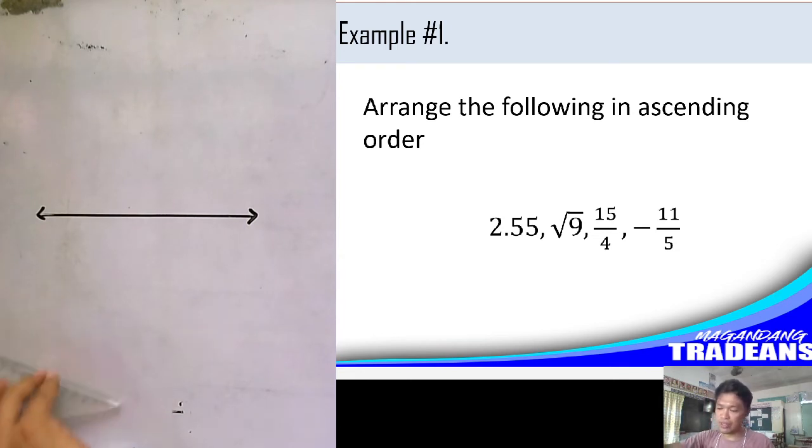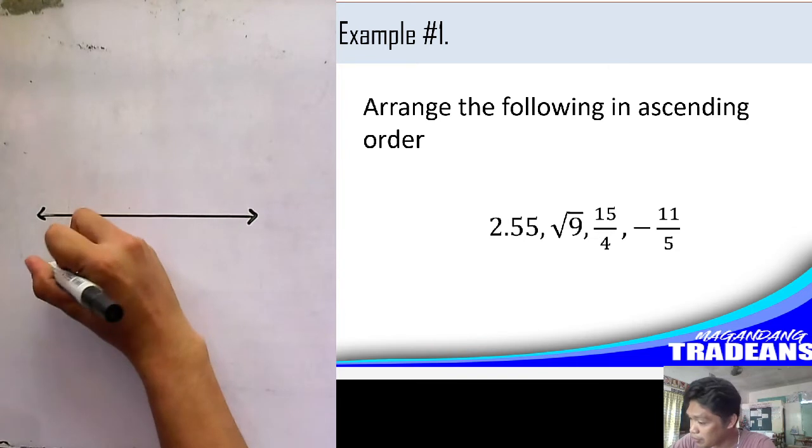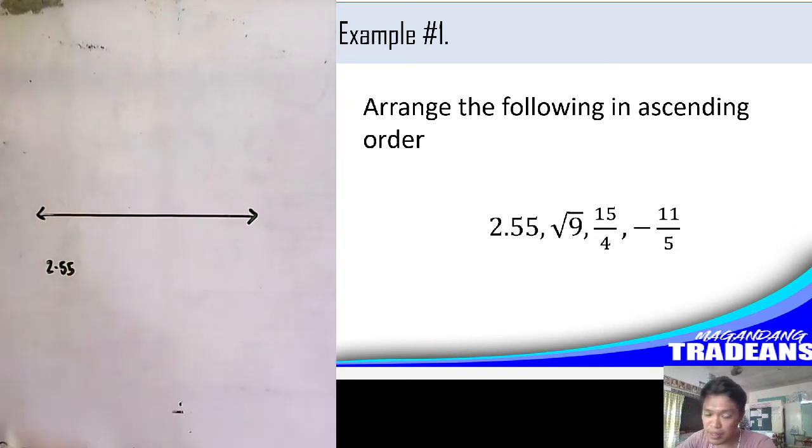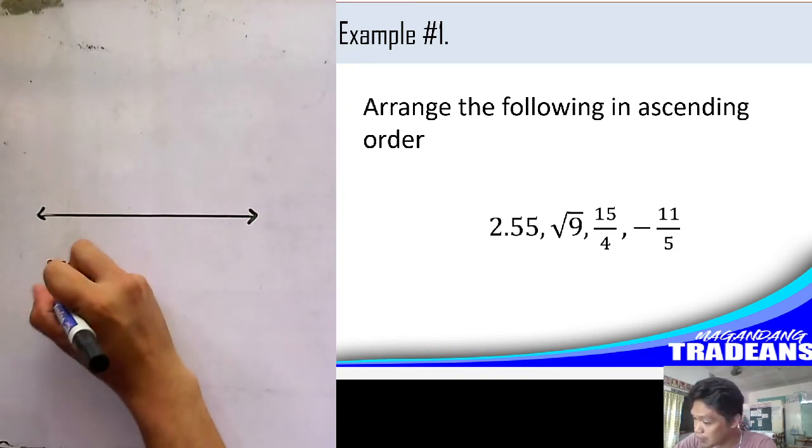So, what will you do first? Convert them all to decimals using your calculator. So, we have 2.55, the first number. The square root of 9 is equal to 3 when using a calculator.